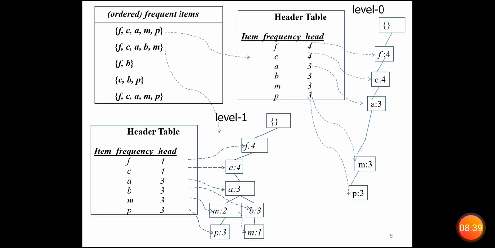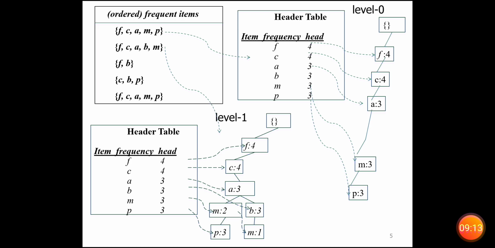Next, with the ordered frequent items, we are going to create the FP tree. For our convenience, we have given names like level 0, level 1, level 2, level 3. It is not compulsory to have different levels; for our understanding purpose, we ourselves have given these names. Now we will take the first table, the ordered frequent items.